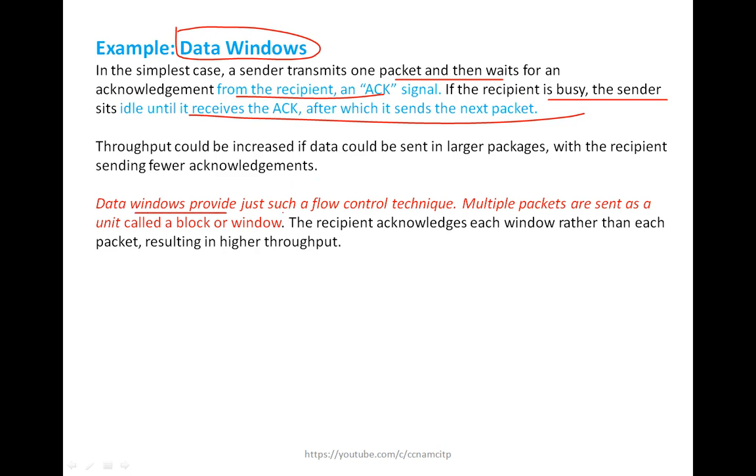Data windows provide just such a flow control technique. Once again, it is a flow control technique. Multiple packets are sent as a unit called a block or window. The recipient acknowledges each window rather than each packet. So now it will acknowledge as a window, not as a packet, resulting in high throughput. So you will get high throughput if you are using this windowing.